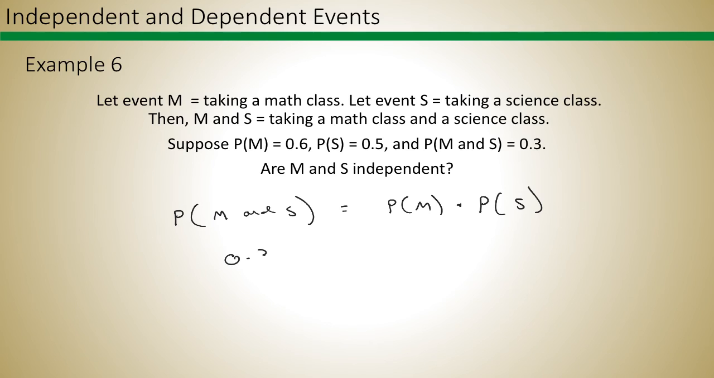So 0.3 is equal to 0.6 times 0.5. And if we multiply 0.6 and 0.5 together, we get this. So since this is true, these events are independent.